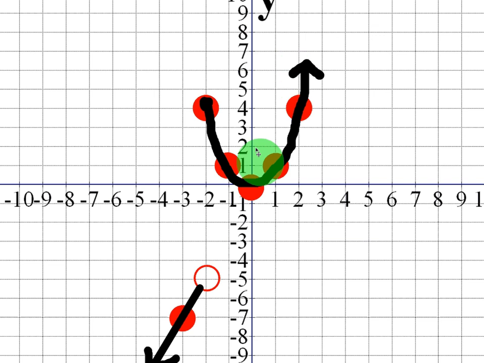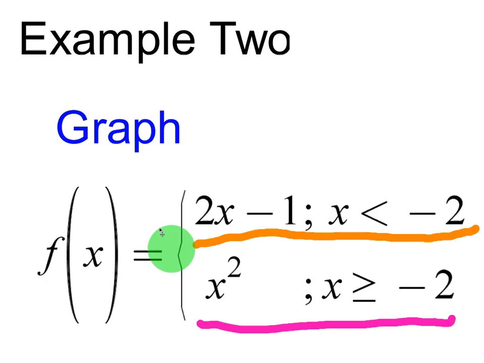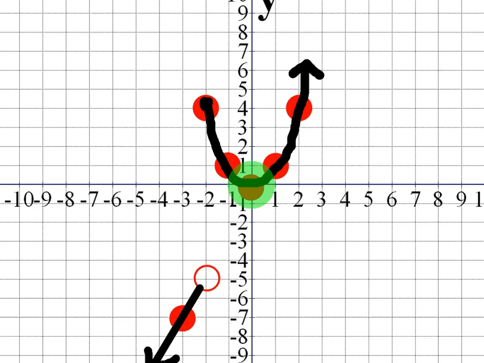I graphed my piece up here. And yes, they do share a common negative 2, but they don't exist both at negative 2. Only the top piece does. And so therefore it will be a function. It will pass the vertical line test. But again, folks, like I said before, this is easy. You're just graphing one piece at a time. Sometimes they overlap, like in example 1, and sometimes they don't overlap, like in this example. If you have any other questions about this, let me know.